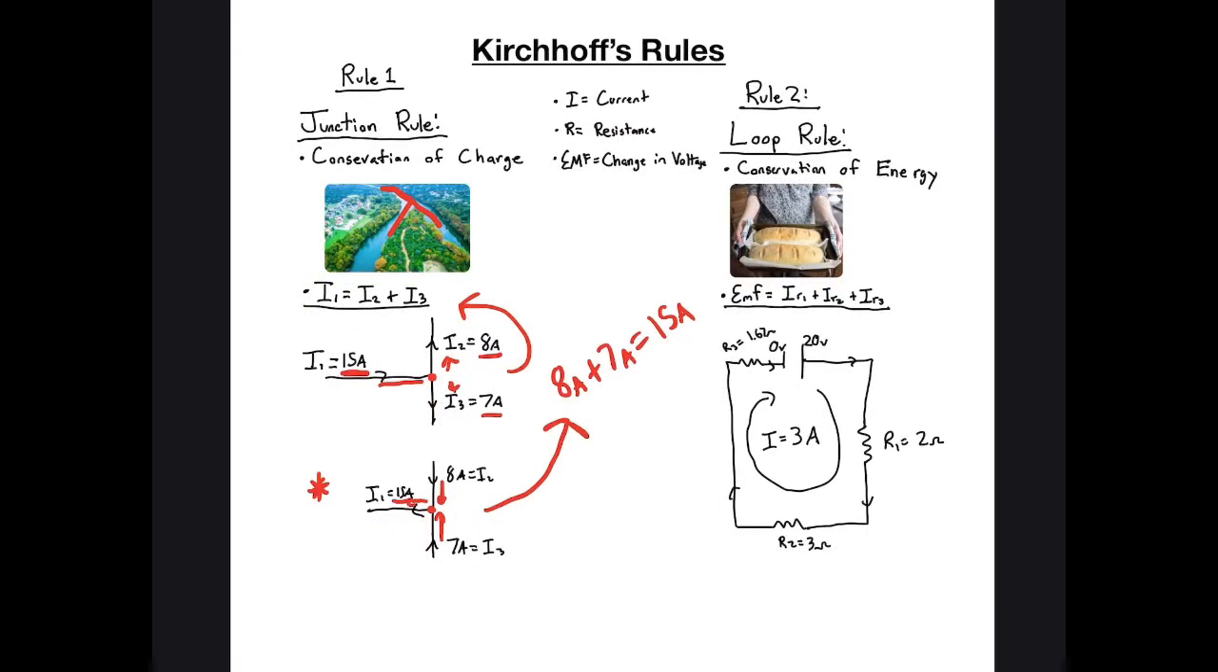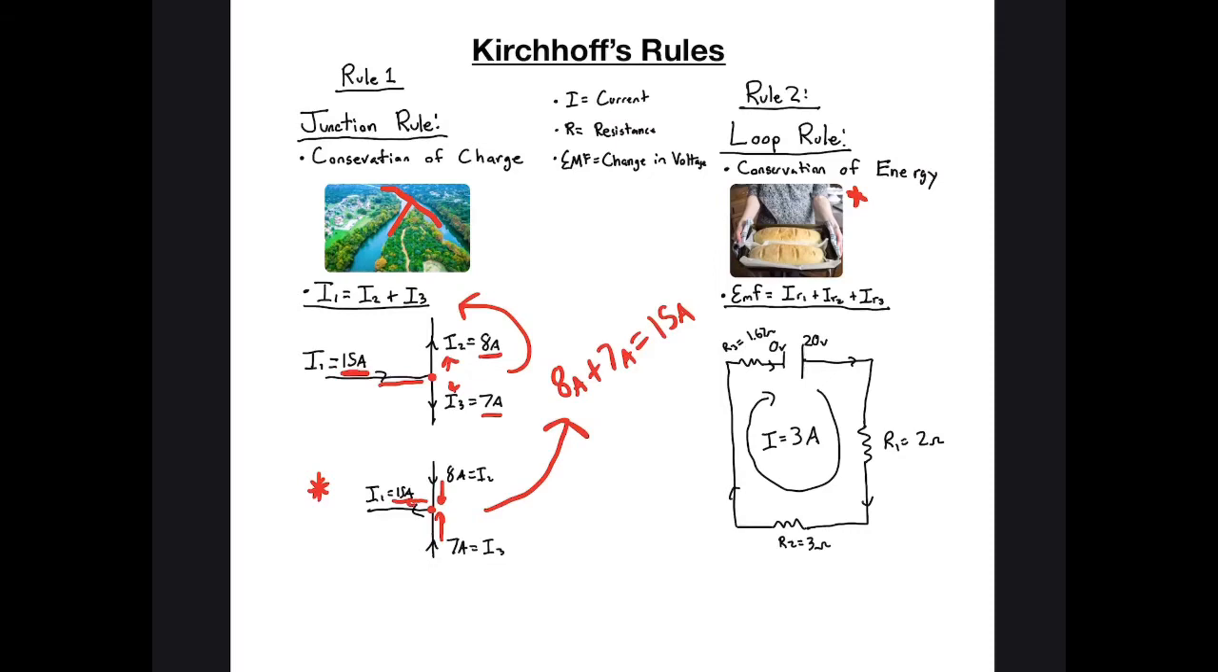Now moving on to the second rule, we have something called the loop rule, which is an application of the conservation of energy. To summarize this law, I would like to use the example of baking bread, which is the reason for this photo here. As we make bread, it starts out as all dough, but as we bake it, less and less of the dough is present and more of it becomes our final product, the bread. But the ingredients in the bread itself stay the same throughout.